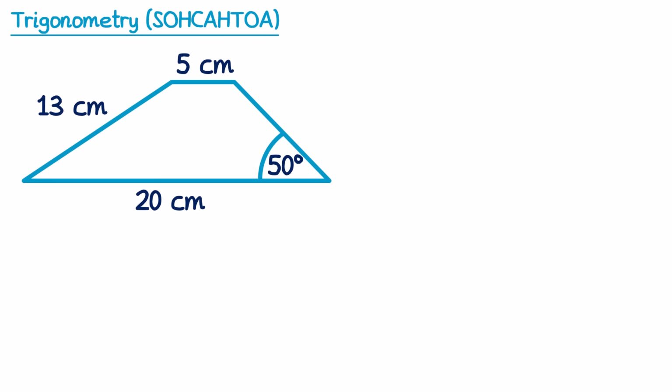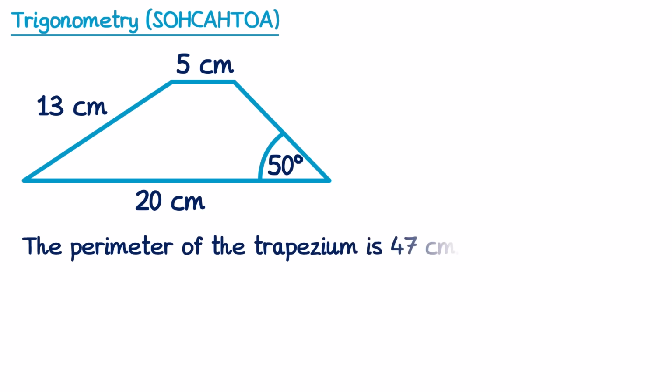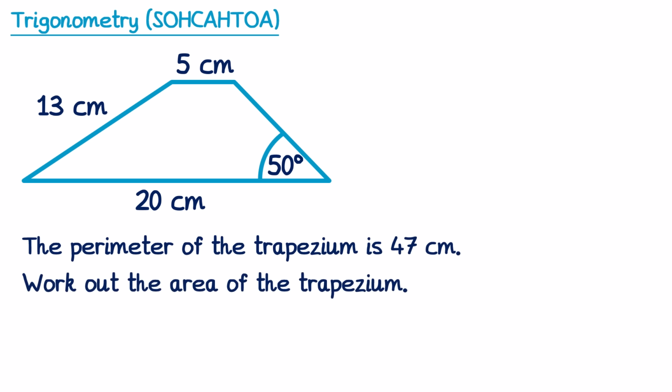So in this question, we have a trapezium that looks like this. It says the perimeter of the trapezium is 47 centimeters, and we need to work out the area of it. To work out the area of a trapezium, you need to use the area formula, which is area of a trapezium is a half bracket a plus b, close bracket, h. Now this is on the formula sheet for 2024, but in most years you actually have to learn this formula.